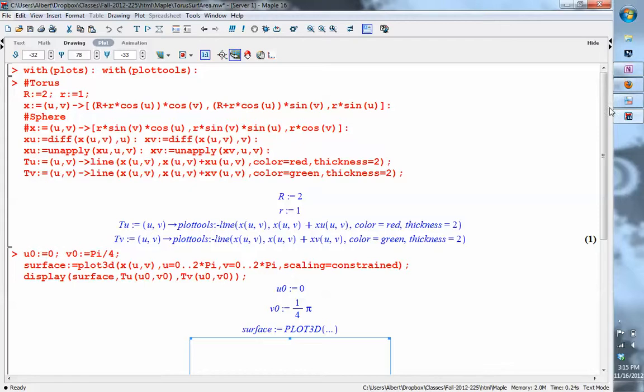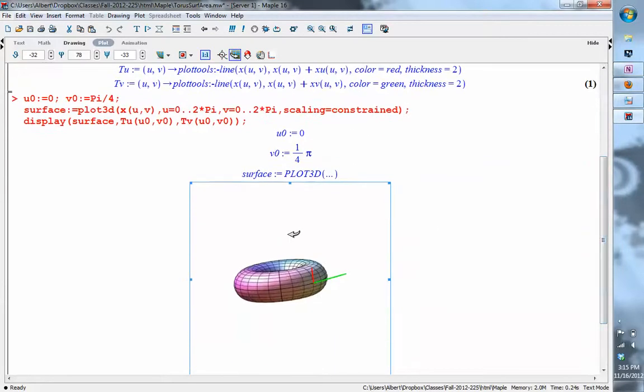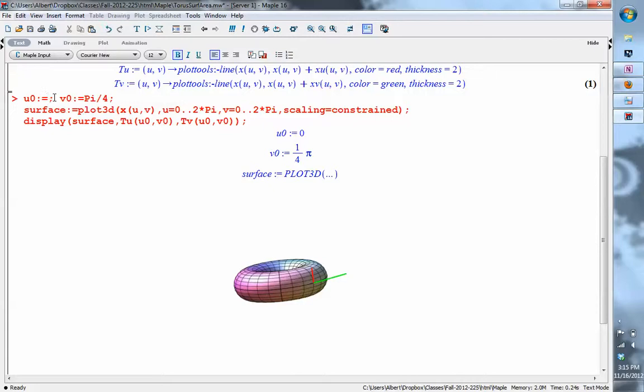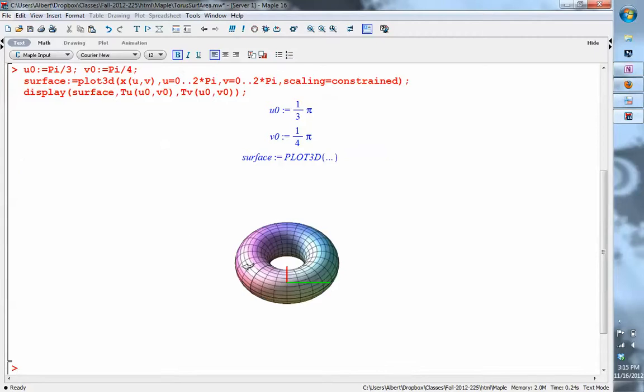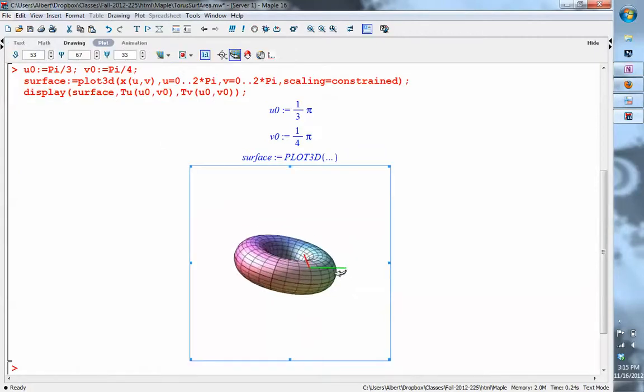Why do we care? Well, let me move this guy around here a little bit. So I've got this thing set up to where, like, I don't know, let's do pi over 3. Okay, so let's look at this guy right here. And I'm going to blow this up a little bit.